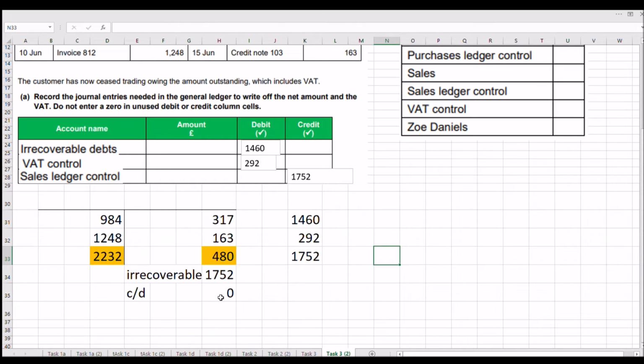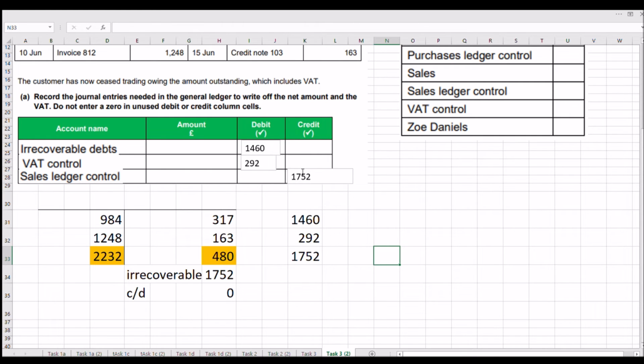But because they have, we're not going to get any amounts owing, so the carried down is now going to be 0. So what is going to be the journal that's going to come in there? Well, we have to have a credit of 1752 of irrecoverable debt. So we're going to have a reduction, or credit, to the sales ledger control account, because this is the sales ledger figure. It's got to always reconcile to the sales ledger control account. So we're going to credit 1752 in the sales ledger control account.